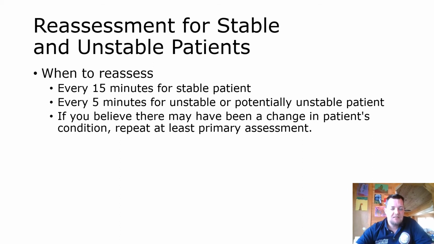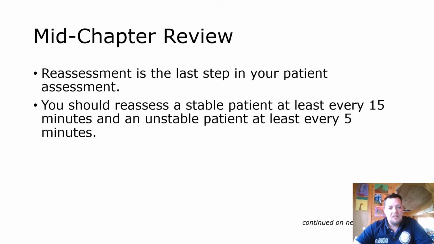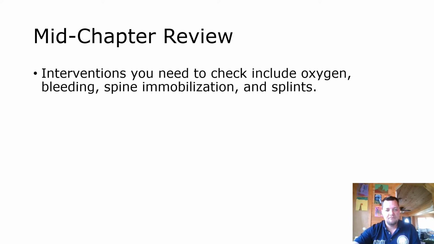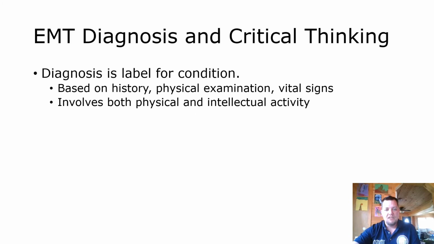Okay, so our ABCs. All right, so reassessment is the last step in your patient care. You should reassess a stable patient at least every 15 minutes and an unstable patient at least every 5. Elements of the reassessment include repeating the primary assessment, repeating and recording vital signs, repeating pertinent parts of the history and physical exam, and checking the interventions you performed for the patient. So interventions you need to check include oxygen, bleeding, spinal immobilization, and splints. All right.